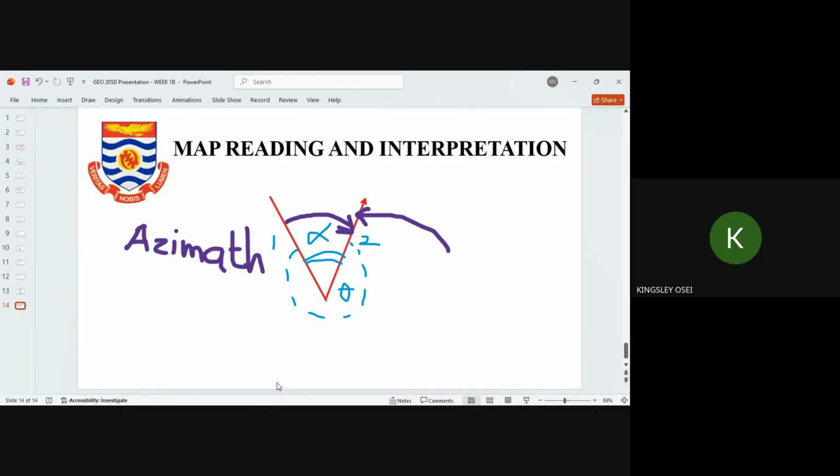The first group I said is called whole circle bearing. The whole is W-H-O-L-E. And then you have circle, normal circle, C-I-R-C-L-E.